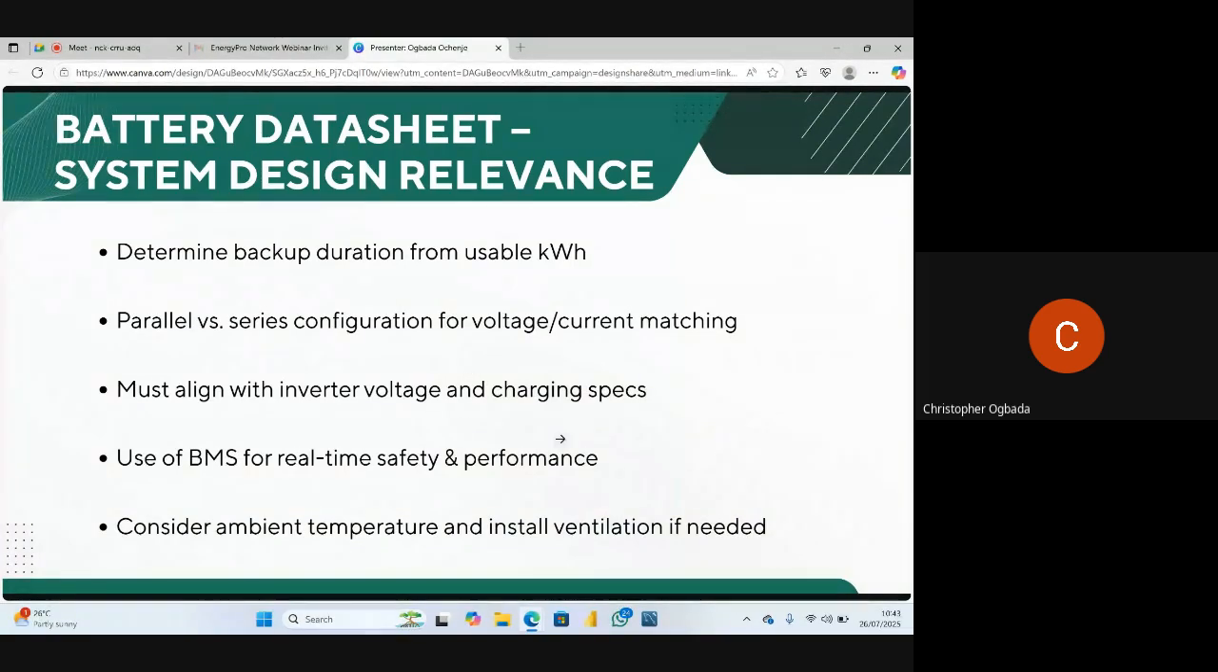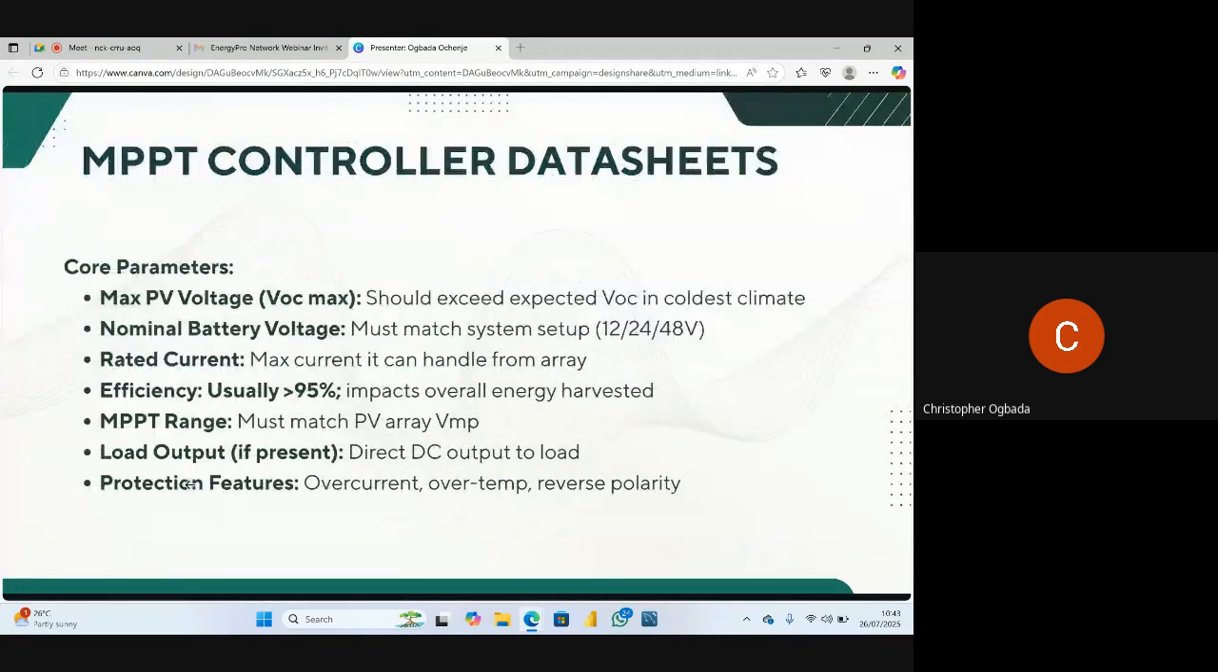So parallel and series configuration, I've mentioned that before. You ensure that the voltage and the current match, whether they are low voltage, whether they can do series, whether they can do parallel, that is important. And they must also align with your inverter voltage and charging specification. Then use of BMS, consider ambient temperature.